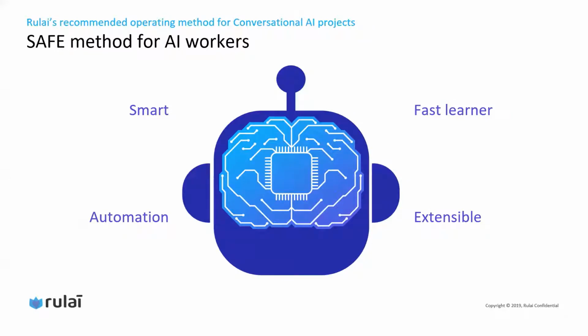That's why we introduced the SAFE method for conversational AI projects. Based on the SAFE method, the project can systematically develop AI workers that resemble the virtues of human workers, so that the worker will be smart and empowered to take actions to get the job done through automation. The AI workers should be smart, fast learners and flexible based on extensive technologies, which we will describe later.